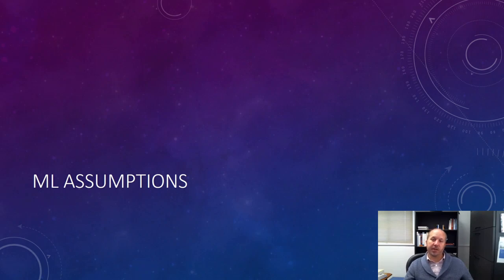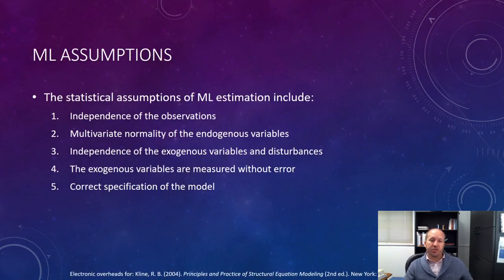So, assumptions for ML. Most of these assumptions should look pretty familiar because they are things that we've talked about in the multivariate class, or earlier in the semester. ML assumes independence of observations, which we have had as an assumption since the beginning of covering multivariate statistics. It assumes multivariate normality of the endogenous variables, so we want to make sure that our variables are normally distributed.